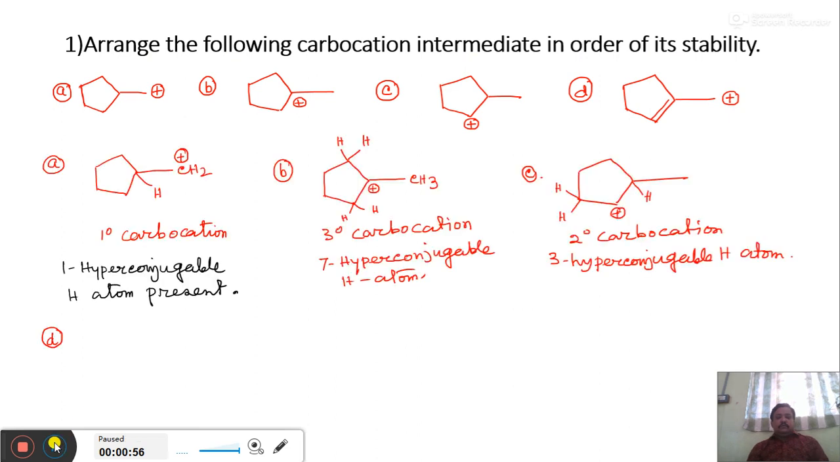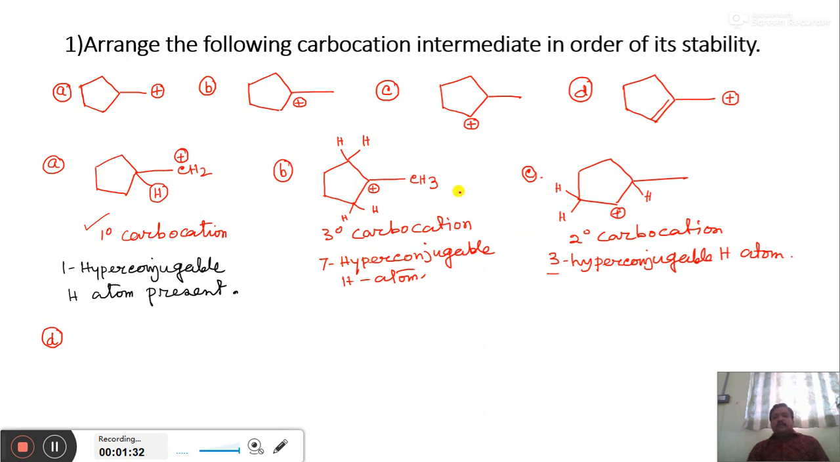For this purpose, carbocation A is a 1 degree carbocation which contains 1 hyperconjugable H atom. B is a 3 degree carbocation, it contains 7 hyperconjugable H atoms. And C is a 2 degree carbocation, it contains 3 hyperconjugable H atoms. We know that with an increase in the number of hyperconjugable H atoms, the stability of the carbocation increases.